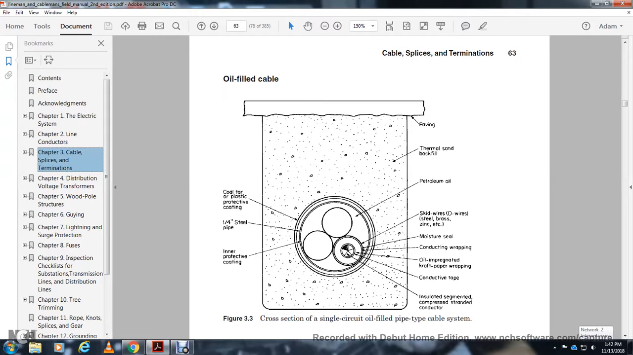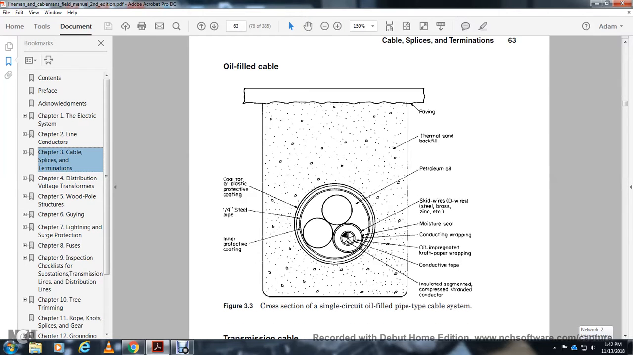Oil-filled cable: paving from the right, paving, thermal sand backfill, petroleum oil, shaped skid wires, D-wires, steel, brass, zinc, etc. Moisture seal, conducting wrap, oil-impregnated kraft wrap, paper wrapping, conductive tape, insulated segmented compressed stranded conductor. From the bottom left up is the inner protective coating with the quarter-inch steel pipe, coal tar, and plastic protective coating.